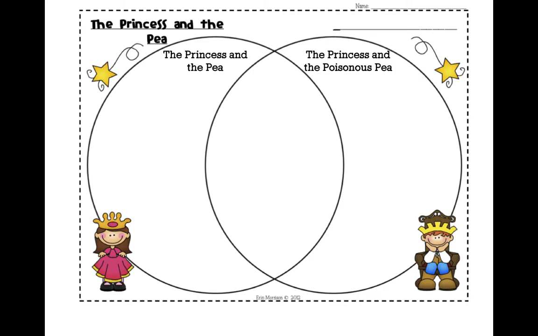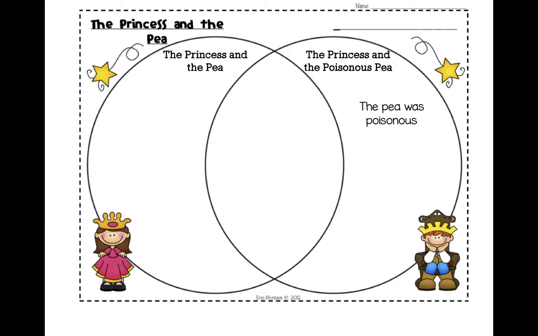I just came up with a few examples, but I bet you have so many more that you'll be able to come up with, but I'll get you started. The first one I came up with is probably the most obvious one to us all because it's right in the title. The pea in The Princess and the Poisonous Pea was poisonous. So that's why I wrote that on the Princess and the Poisonous Pea side. I can't put that on the Princess and the Pea side because the pea wasn't poisonous on that side. And we can't put it in the middle either, because that was something that was different about the two stories.